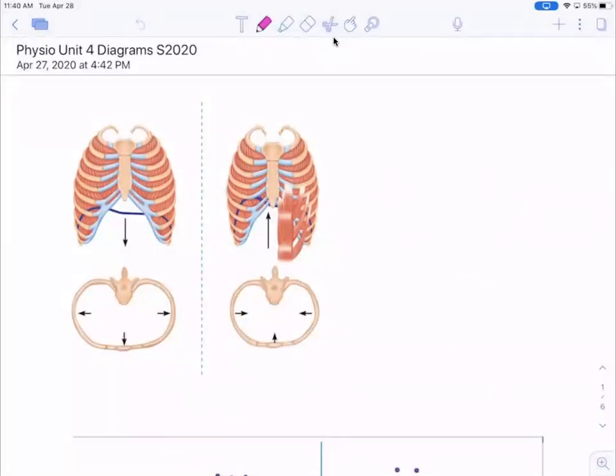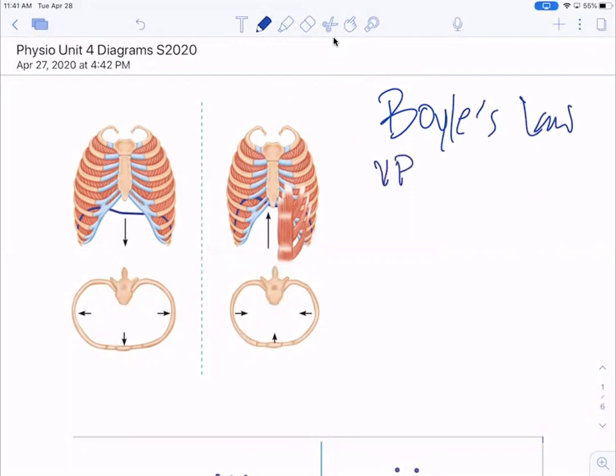Here we're discussing Boyle's law as it pertains to the respiratory system and ventilation. Boyle's law states, basically, to the effect that you have a volume times a pressure, and if you change one of those two things, the other will change. So if you change the volume, that will then change the pressure, and vice versa.